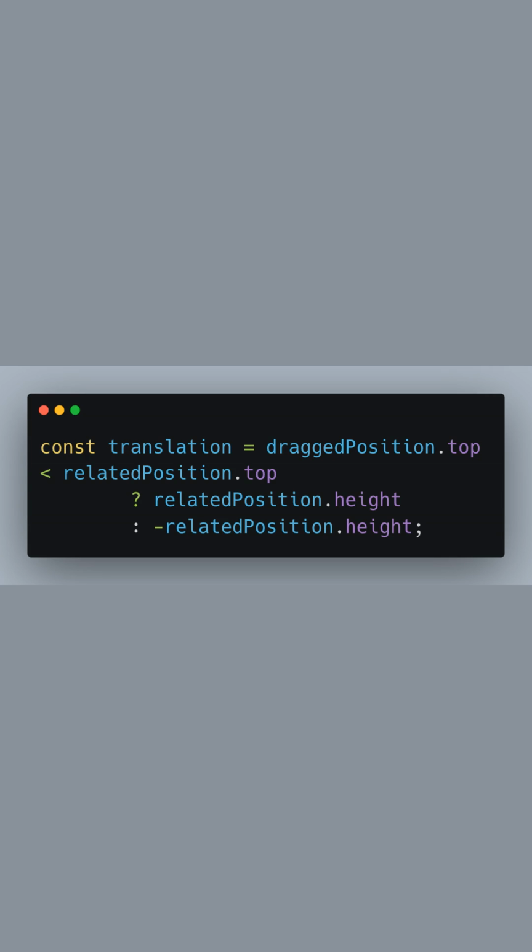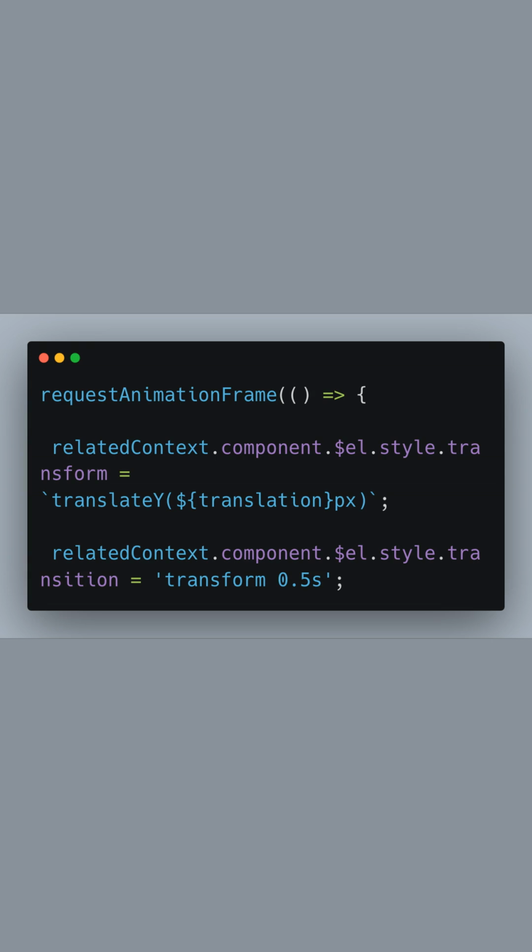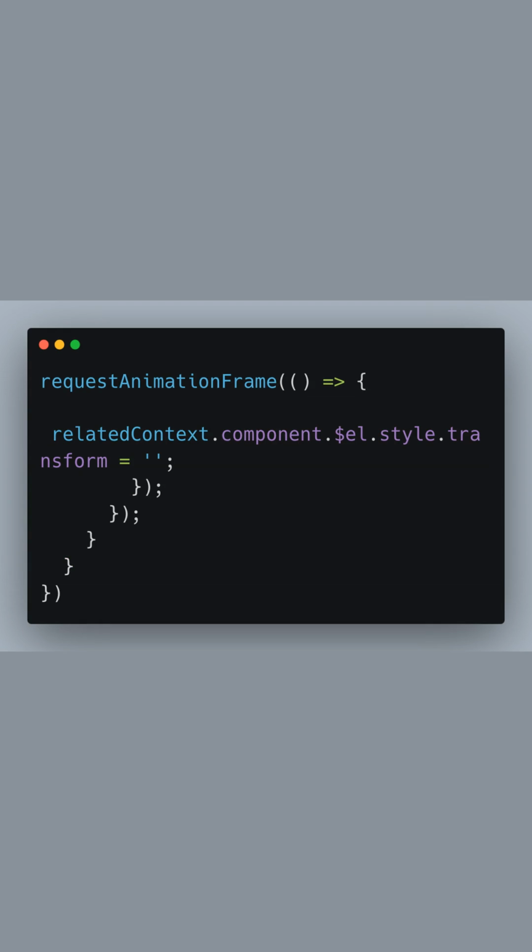We calculate the translation distance based on the positions of the elements. If the dragged element is above the related element, it needs to move down by the height of the related element, and vice versa. We use requestAnimationFrame to ensure that our changes are painted in the next frame, making the animation smooth. Here, we apply the calculated translation as a CSS transform on the related element, also specifying a half-second transition duration for the transform property. We then use another requestAnimationFrame to reset the transform after the transition completes, which gives the appearance that the element has moved to its new position without actually altering its position in the DOM.